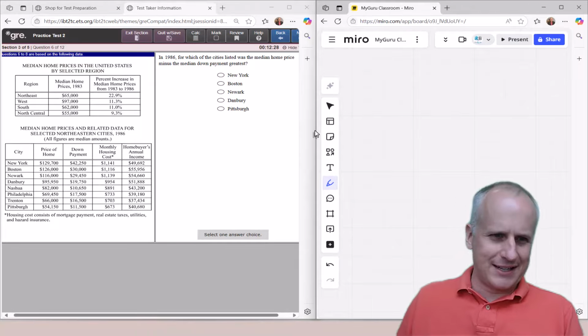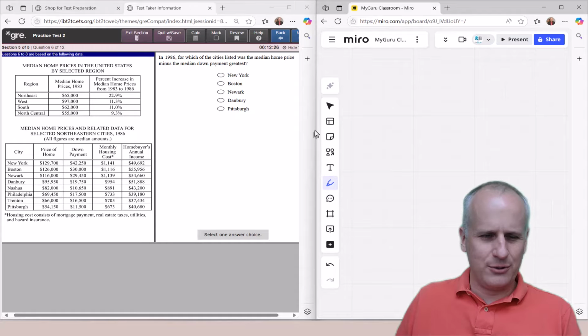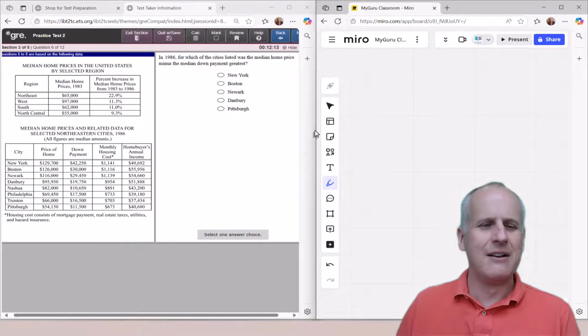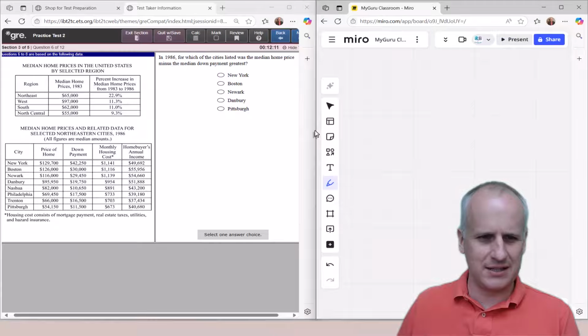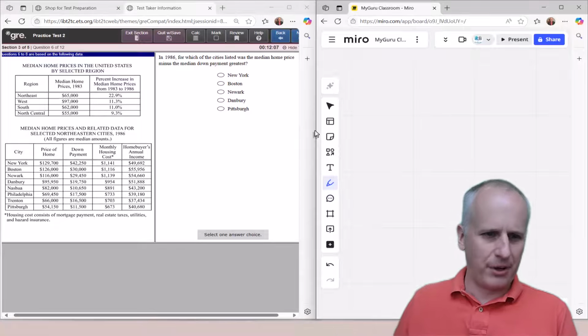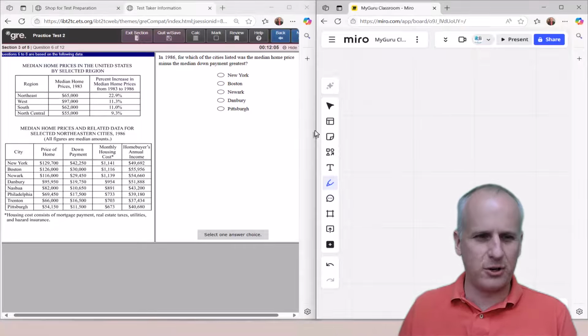On the left-hand side, I can see some median home prices in the US by selected region. We got regions, we got median home prices in 83, and then there's some percent change happening. I don't need to get into the details, but I can see that's from 83 to 86. And then we change our median home prices for just the northeastern cities in 1986. So we can see monthly housing costs, a bunch of different prices of home, and we can see how it's basically organized, ordering in terms of the price of the home from the highest to the lowest.